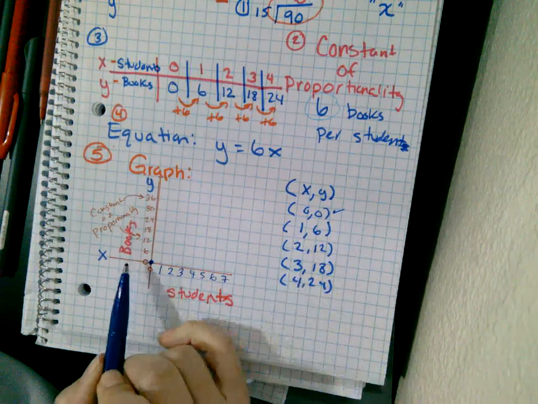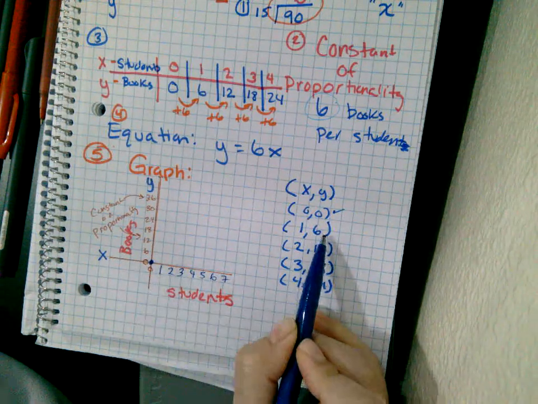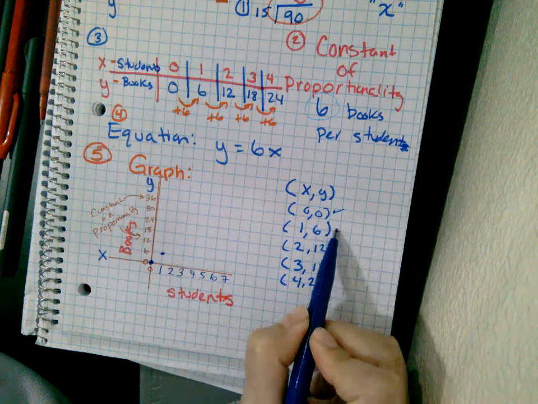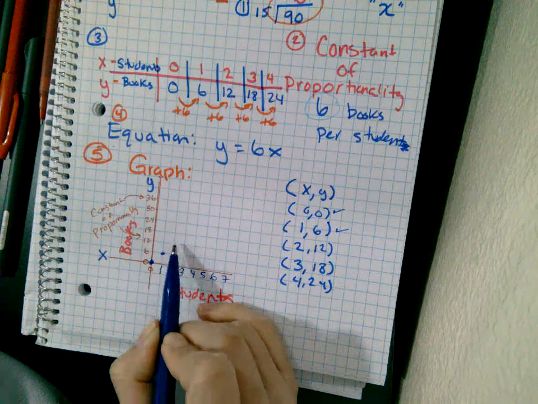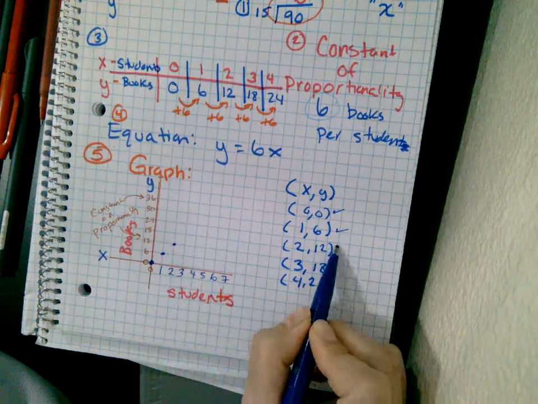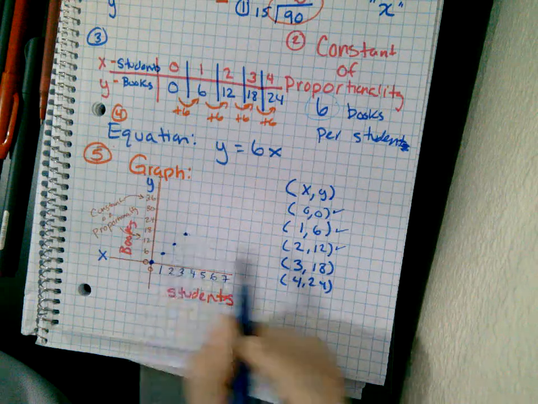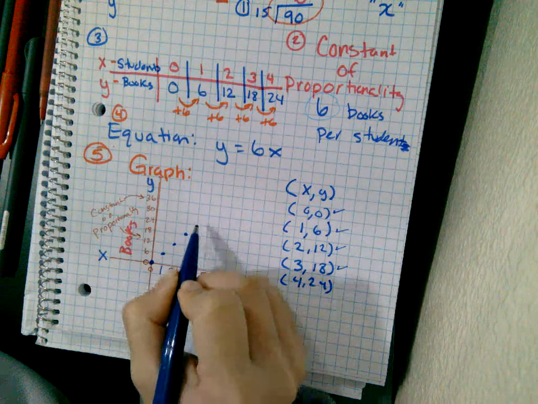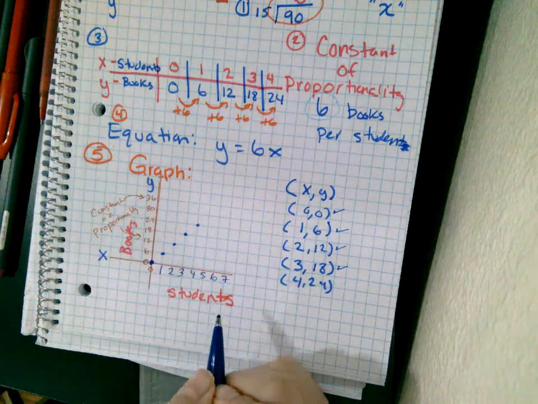1 is your X, so I go to X, I go to 1. I don't put a dot there. What's the second number? 6. So that means I go to 1, 6. Then 2, 12. 3, 18. 4, 24. Do you guys see how that works? Need some time to catch up.